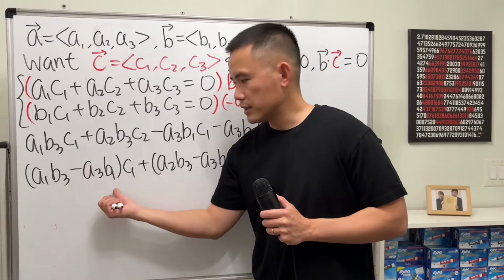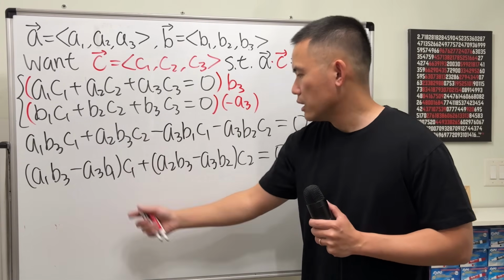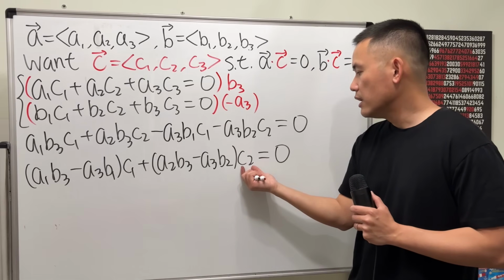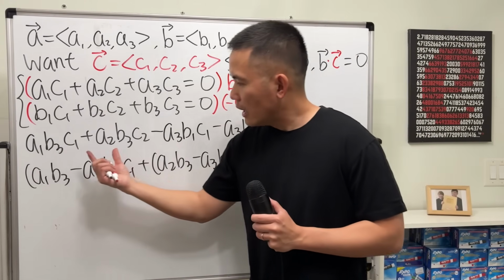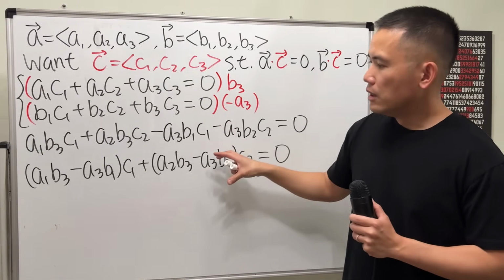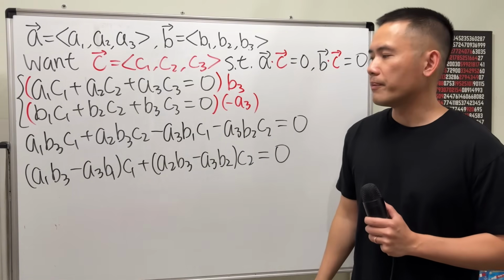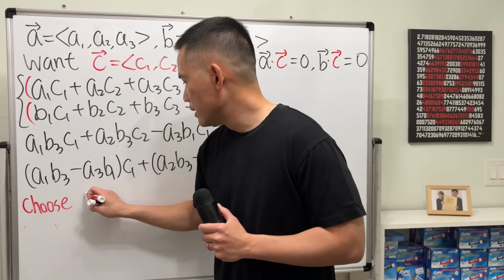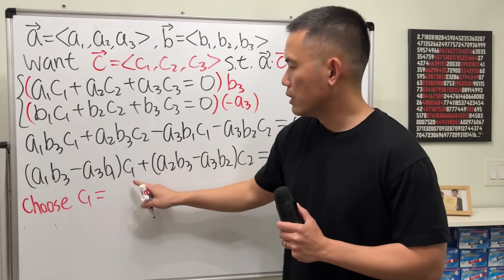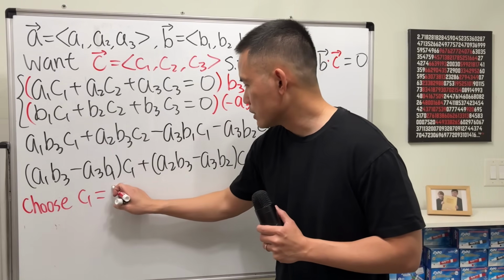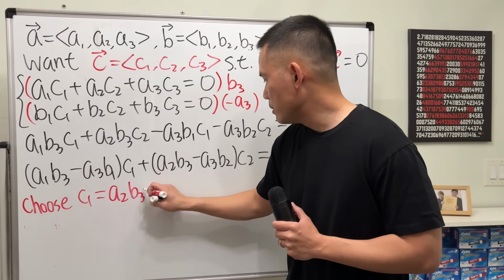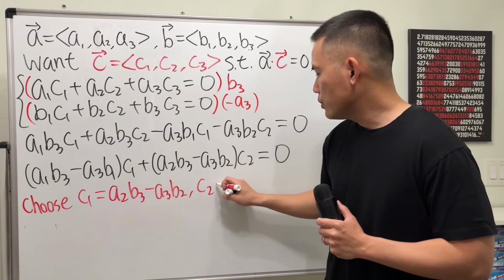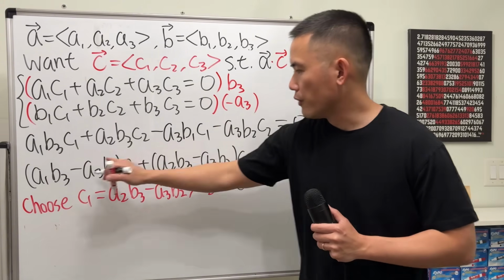This is the coefficient of C1. Imagine C1 is equal to this right here. In the meantime, we just need C2 to be the opposite of this. And then when we combine them, of course, it will be gone. So right here, we are going to choose C1 to be equal to this coefficient, which is just A2 B3 minus A3 B2. In the meantime, C2 has to be negative of that coefficient.